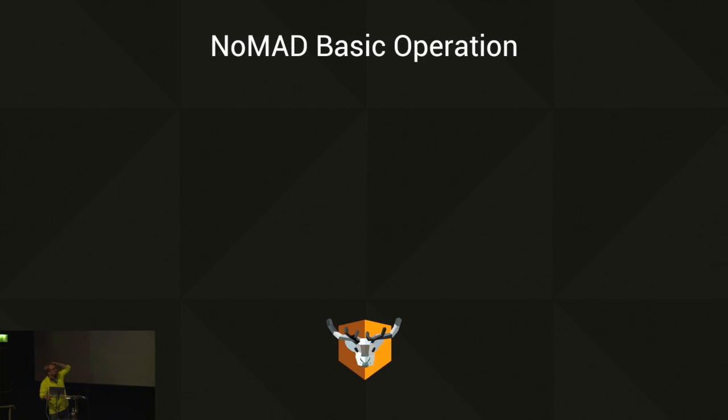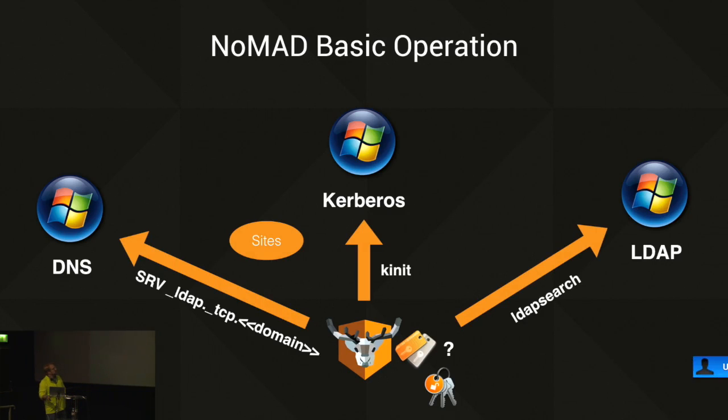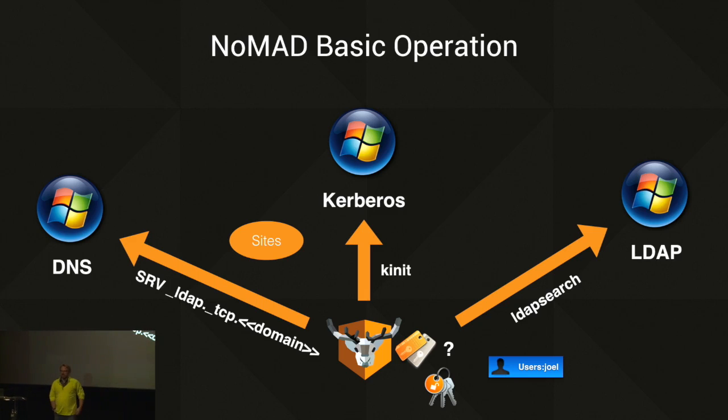All right, so a little bit of a graphical representation. Again, we do the SRV lookup. We then do an LDAP search and a KNet. And if it all works, this is kind of how we start everything out.